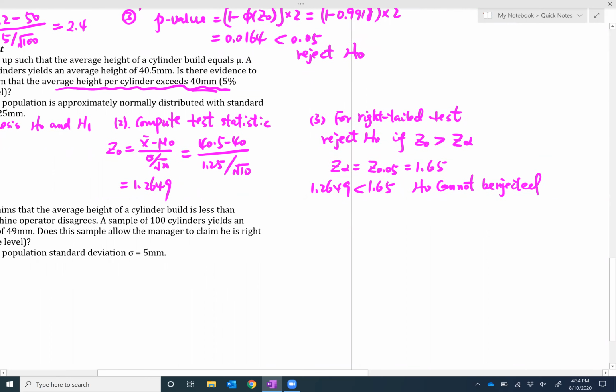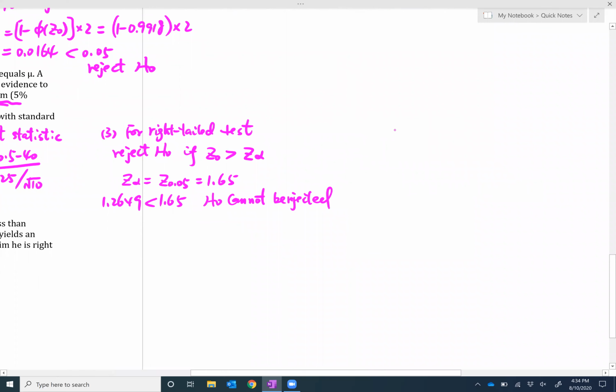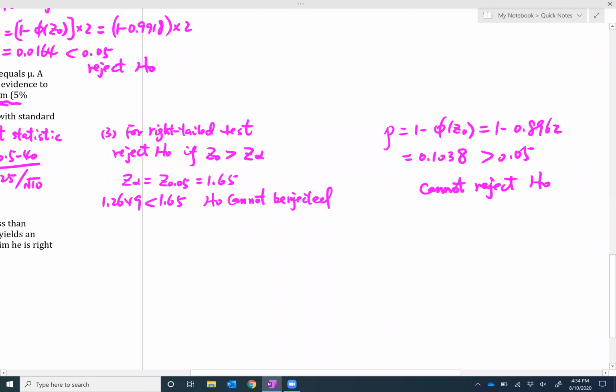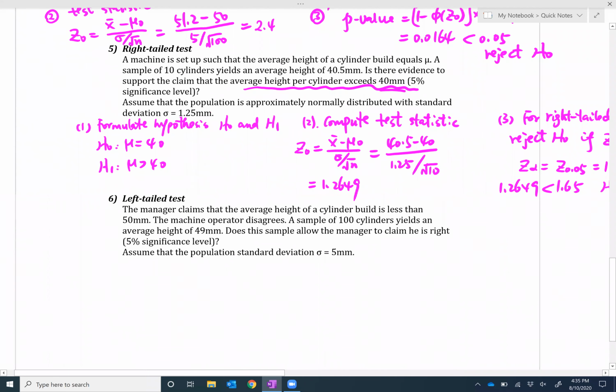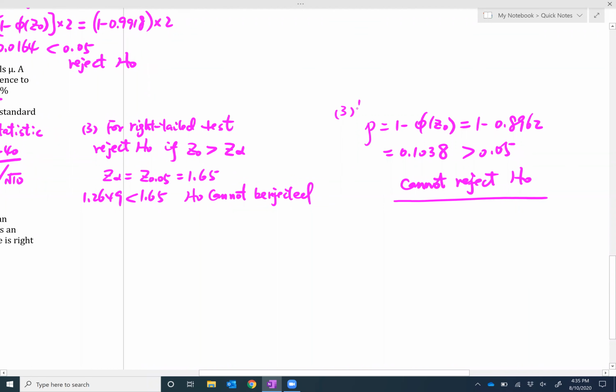We can do the p-value approach here, the third step. The p-value equals 1 minus phi of Z0, right? Because it's only one-sided. So this equals 1 minus 0.8962, which equals 0.1038. This is greater than 0.05, so we cannot reject H naught. And there's not enough evidence to support that mu is greater than 40. You cannot reject H naught because H naught is mu equals 40. Am I making sense? So this is the p-value approach.